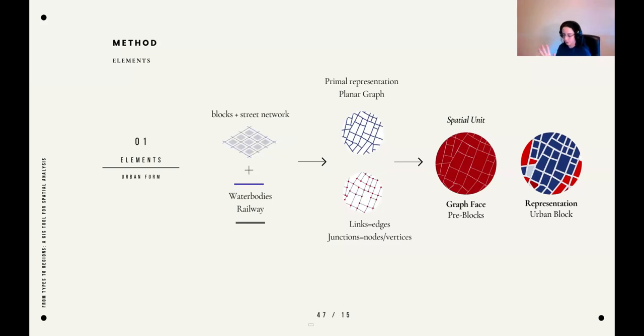Connected to that, I'd like to highlight the blocks and the street network, because from these 2 elements, we will derive our spatial unit of analysis, where we're going to aggregate all the numeric information. By combining the layers of the blocks and the street network, and also water bodies and railway, we get to define what we call graphs or pre-blocks, using a primary representation of the street network. And the representation of that is the urban block, to make it visually more friendly. But essentially, the most important element here is the graphs, which will aggregate all the information. So just to clarify, this is the pre-block that I'll be referring to in the following steps.